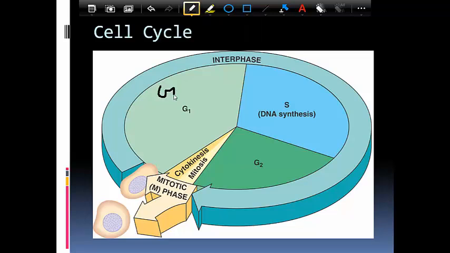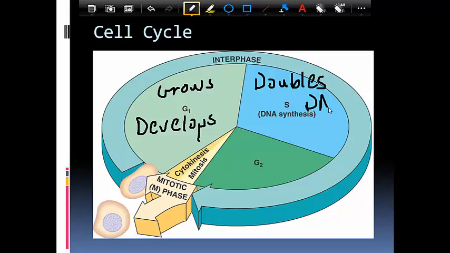In G1, the cell grows and develops. What that means is it's making more mitochondria or more ribosomes or whatever it is that it needs. In synthesis, it doubles the DNA. Synthesis, remember, is making something. In this case, we're making another copy of the DNA. And in G2, the cell makes centrioles. Okay, so that's all interphase, all of those steps.